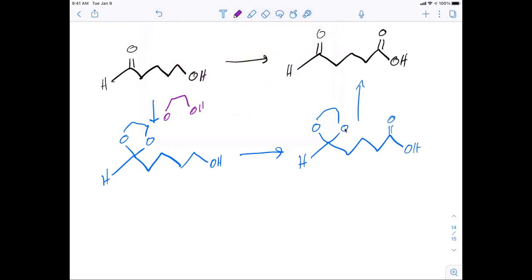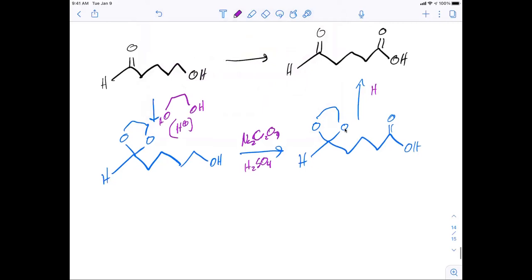So to protect, we use the cyclic diol, or the diol here with acid. Then we can use the sodium dichromate to do the oxidation of the primary alcohol all the way up to carboxylic acid. And then in the last step here, we add an excess of water in acid. And then we'll get our product. So this is a protect, react, deprotect sequence.